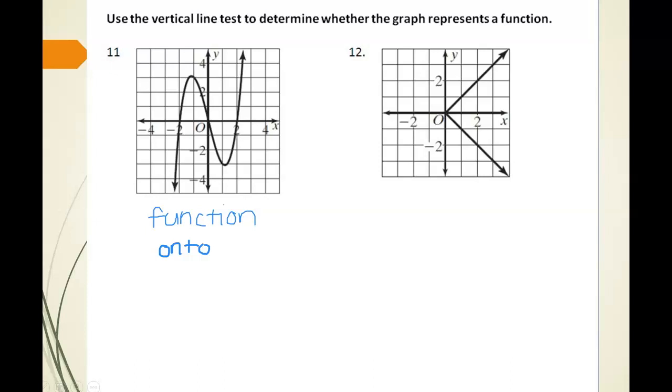Number 12 is not a function because it fails the vertical line test at many, many values of x. I can't draw a vertical line and only hit my graph once. Therefore, it is not a function.